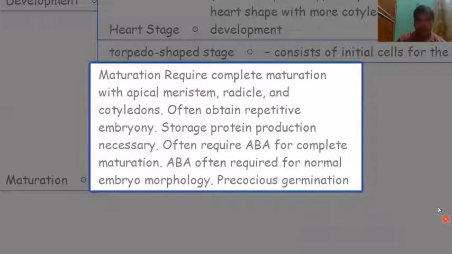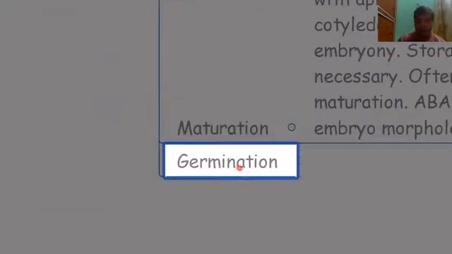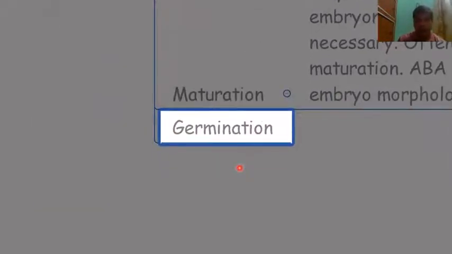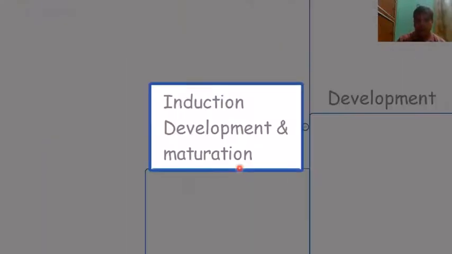Storage protein production is also there, and we see that often ABA, which is abscisic acid, the stress hormone, is mostly required for normal embryo maturation, and later on it completes its maturation and further undergoes germination. So here we have seen the three developmental stages of a somatic embryo. These are induction, development, and maturation.